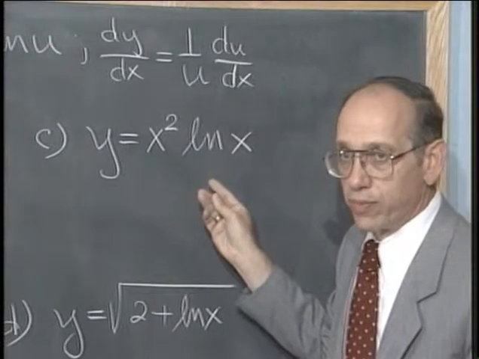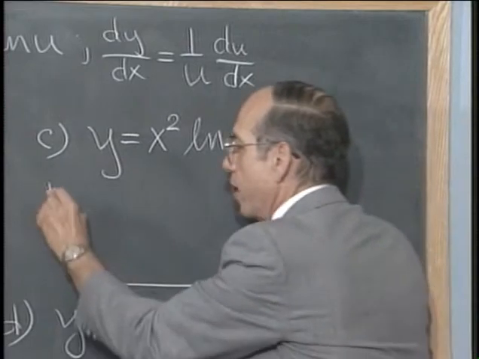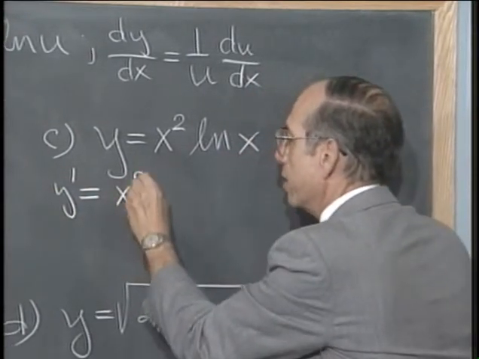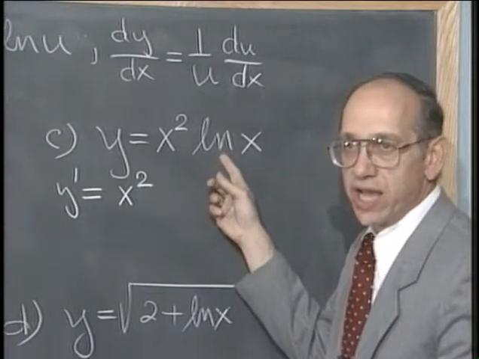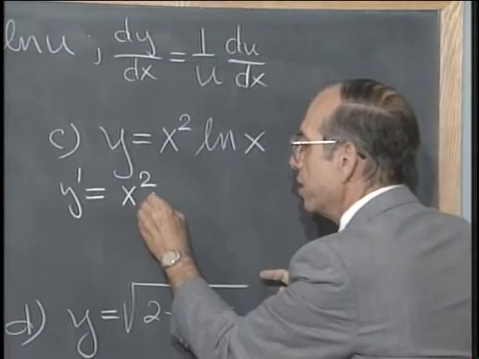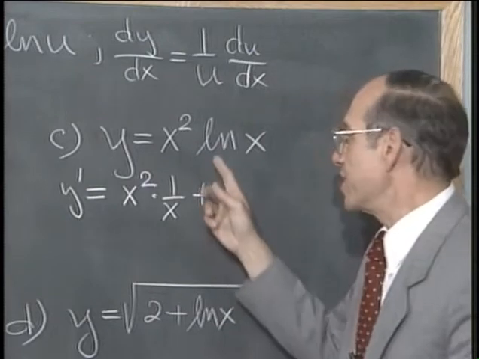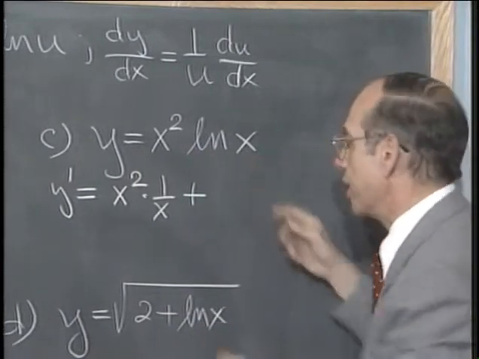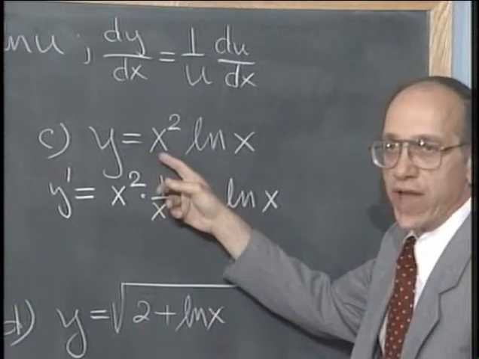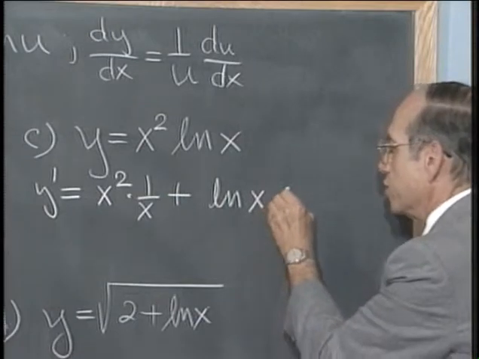Remember the product rule back from part 4. The derivative is y prime equals the first factor, which is x squared, times the derivative of the second factor. The second factor is log of x. The derivative of log of x is 1 over x, plus the second factor, which is log x, multiplied by the derivative of the first factor. The first factor is x squared. Its derivative is 2x.